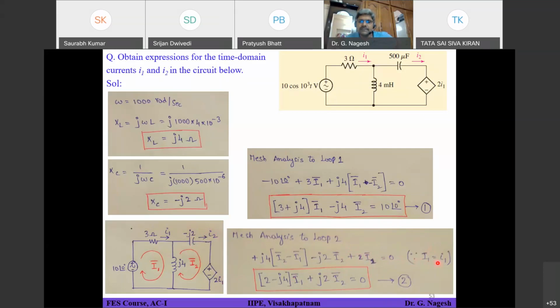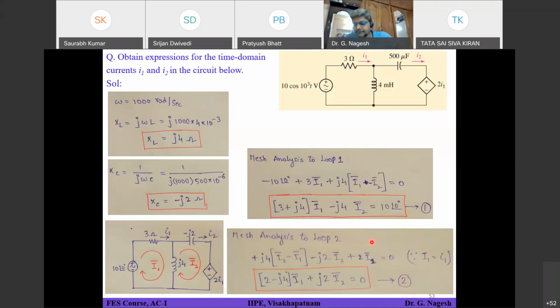Since I1 phasor and I1 are the same, because one is in phasor format and the other is in time domain format, that's all. The direction of the I1 phasor you have chosen and the direction of current I1 given in the circuit are the same. One is in phasor form, another in time domain form. So you will get this kind of expression. Is everyone clear regarding equation 2?